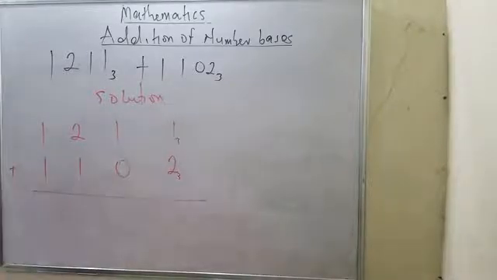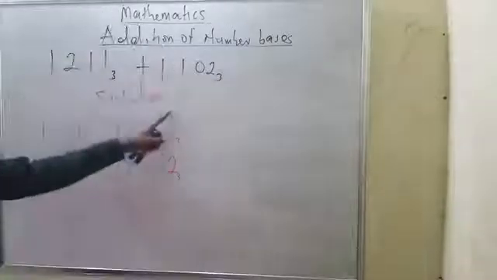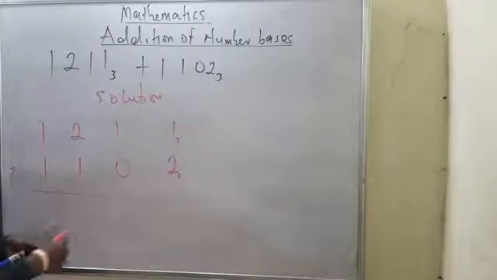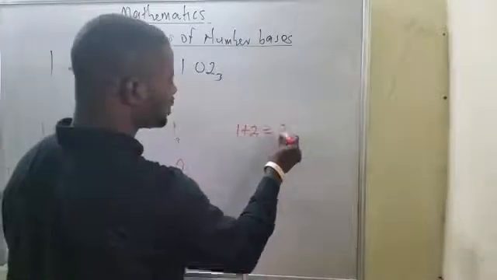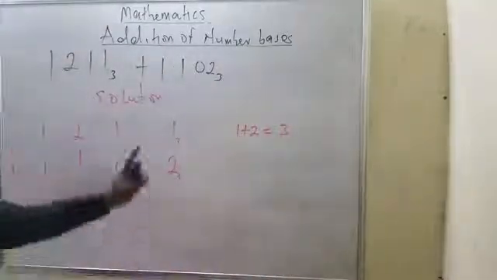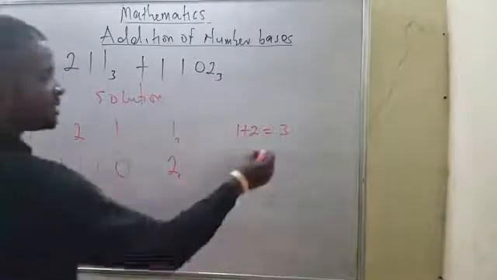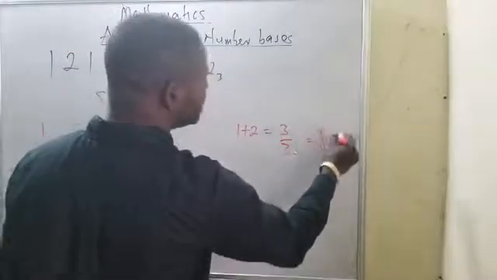Now, I will move on. Don't forget, I must start from the units. Now, this plus this is already 3. 1 plus 2 equals 3. There's no way I will write my 3, because 3 is equal to the base 3. Now, it means 3 divided by 3. How many times? 1 time, remainder is 0.